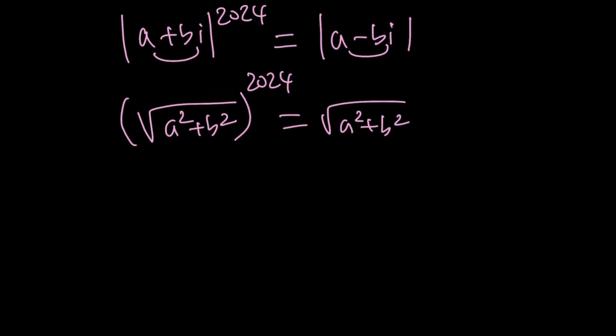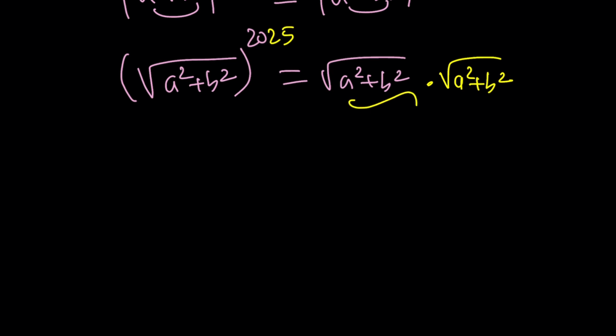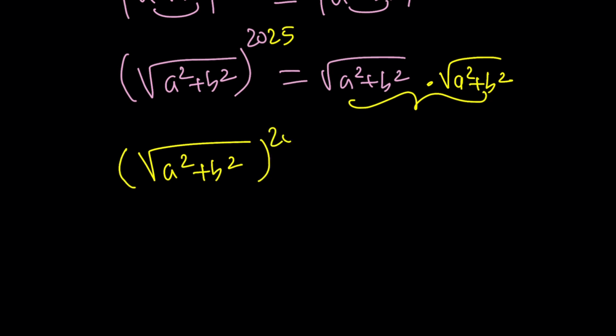Okay, what is that supposed to mean? Just multiply both sides by the square root of a squared plus b squared, and you're basically going to be increasing the exponent by 1. So it's going to be 2025, right? Now, this makes more sense. We have this, right, is equal to that. What does that mean?